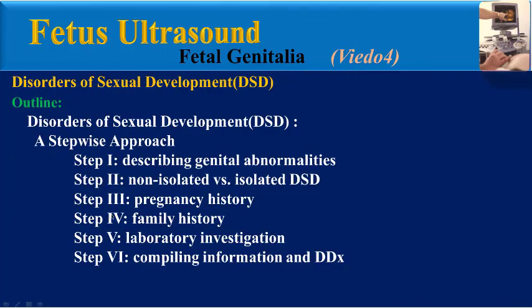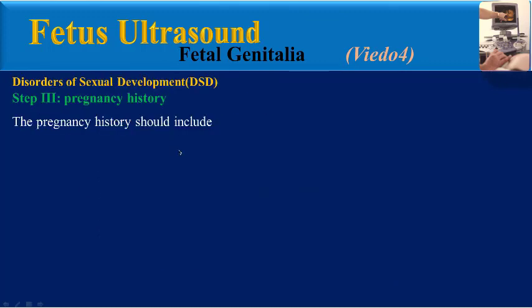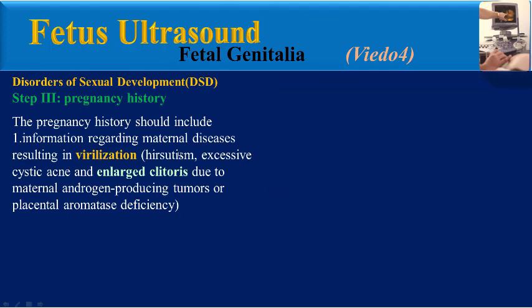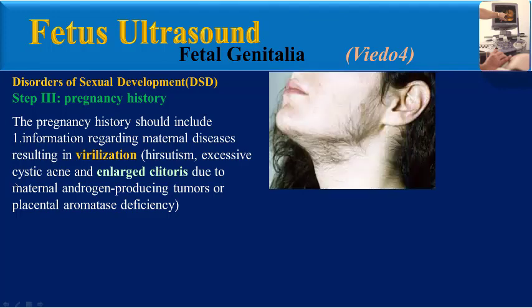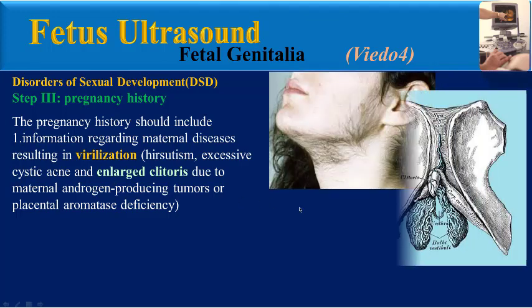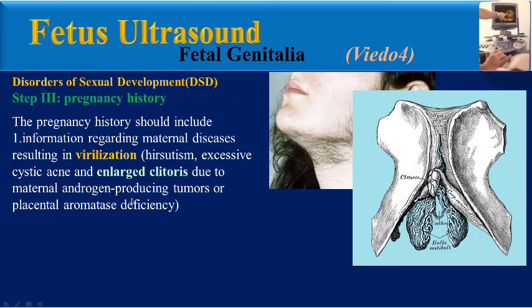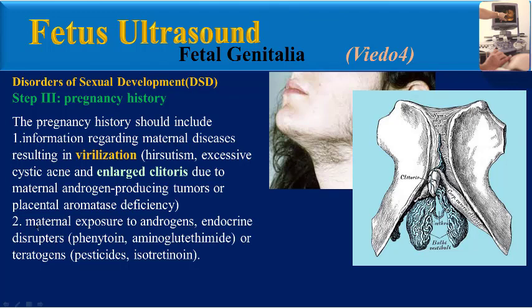In step 3, we need a complete pregnancy history. The pregnancy history should include information regarding maternal diseases resulting in virilization, like hirsutism, excessive cystic acne, and enlarged clitoris, due to maternal androgen-producing tumors or placental aromatase deficiency. Also, we must evaluate maternal exposure to androgen, endocrine disruptors or teratogens.